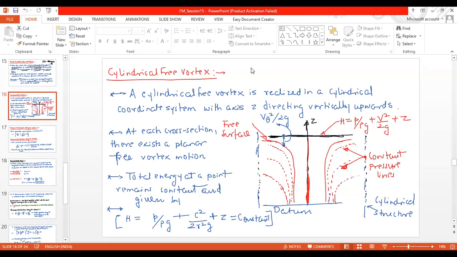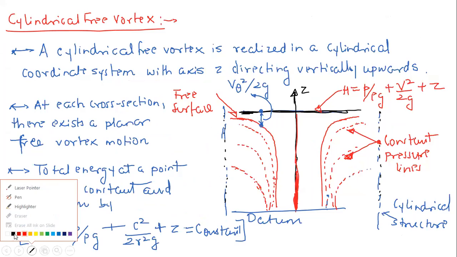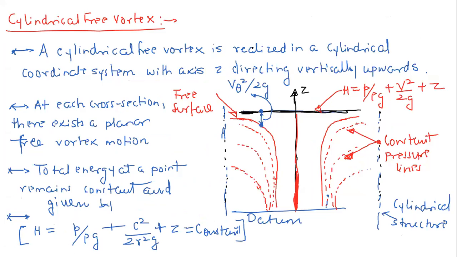So if you realize this free vortex flow in a cylindrical coordinate system, in a cylinder, such that the z axis is inclined vertically upwards, then we call such kind of flow a cylindrical free vortex flow. There is nothing more. The only thing you have to remember is that we are creating the free vortex flow inside a cylinder, and we are assuming that the central axis, the axis of rotation of the cylinder, will be the z-axis. Simple, nothing else.